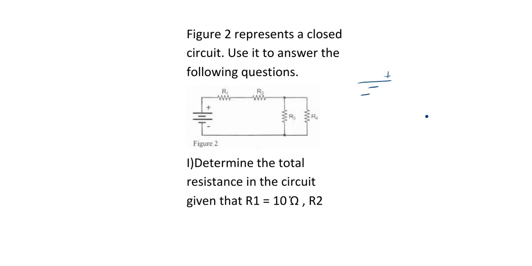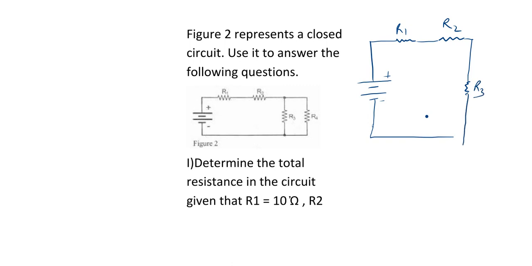So we have the circuit. It looks like this. We have two resistors here. This is R1. Then we have another one, R2. And here we have R3. And we have another resistor there, R4. So that is the circuit that we have, and we are told to determine the total resistance.